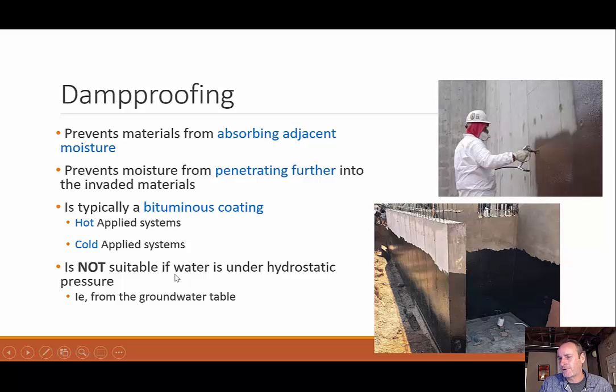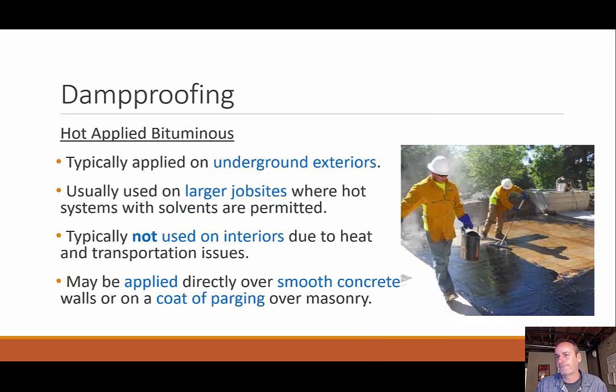Not suitable, we talked about this with CMU walls, not suitable if water is under hydrostatic pressure. So if your water table rises and you have water, if it's basically immersed in this pool of water, that's not what this damp proofing is about. It's more for a condensation type thing or a flowing water or something where it's a temporary exposure to this water, but not pressure pushing against it.